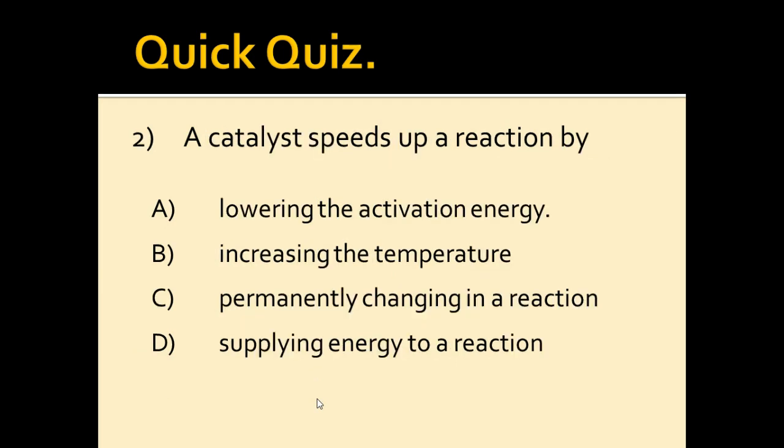And so a catalyst speeds up a reaction by A. Lowering activation energy, B. Increasing temperature, C. Permanently changing a reaction, D. Supplying energy to a reaction. So remember, catalysts lower activation energy. So I just told you the answer.